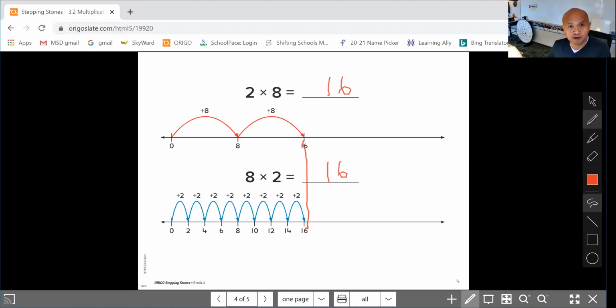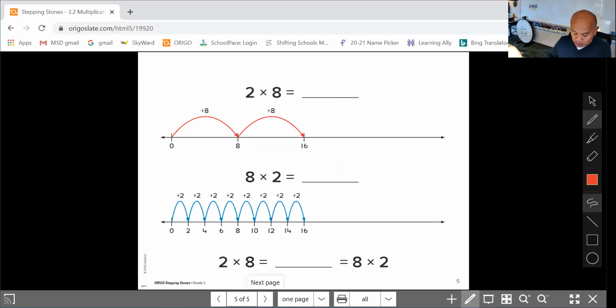Now 2 jumps of 8 are longer jumps because you're jumping 8 spots. But 8 jumps of 2 are more like little hops, and you're hopping 8 times, just 2 spots each time, but you both land at 16. And this next slide shows that they are equal to each other. So 2 times 8 is 16. Let me erase that so you don't see any of my mistakes. All right. 8 times 2 is 16.